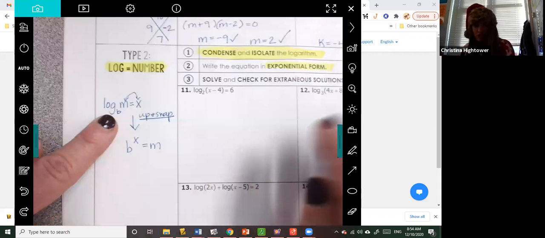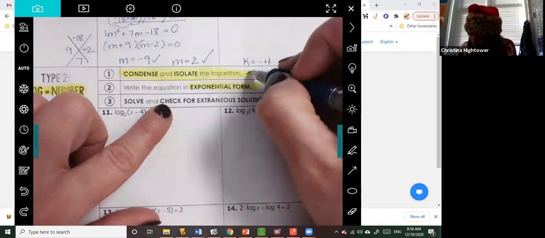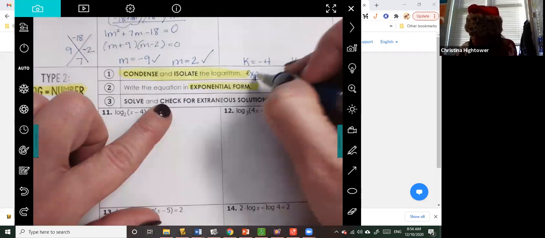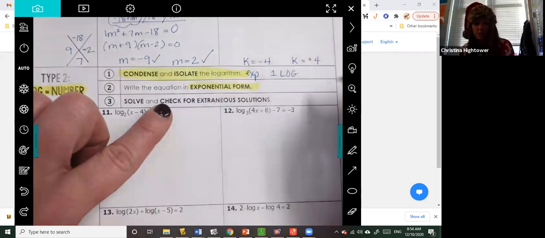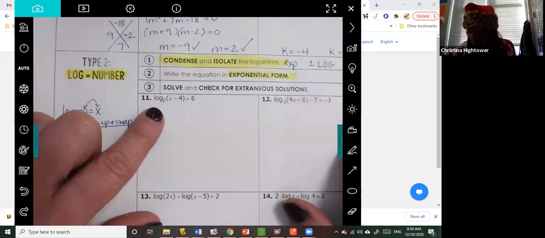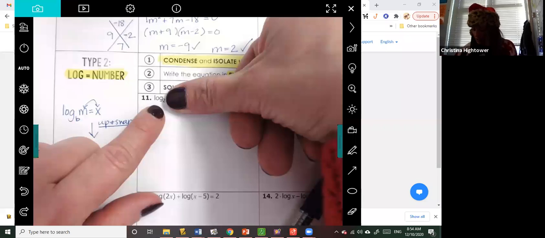Okay, so first make sure you've condensed. Condensing means you need to look for exponents and you need to have exactly one log. Okay, all right, so on this one, we have exactly one log. There is no exponent in front of that log base 2, so we're good to go.